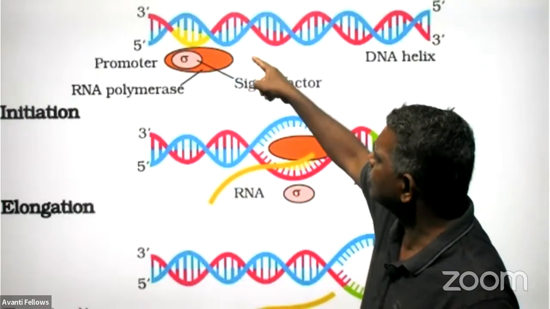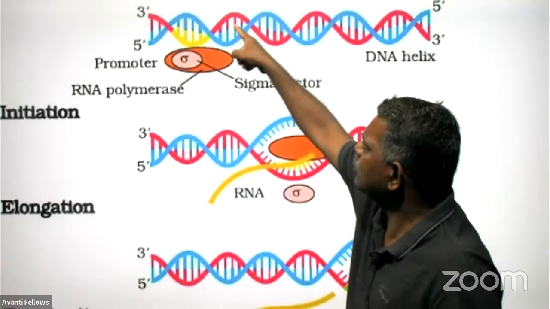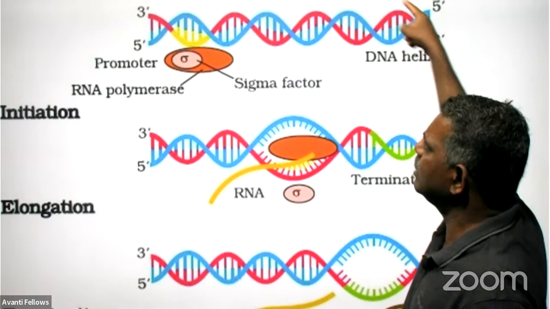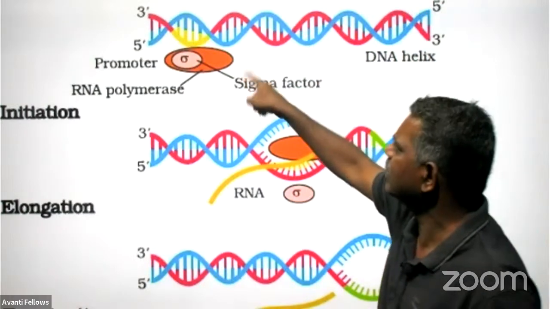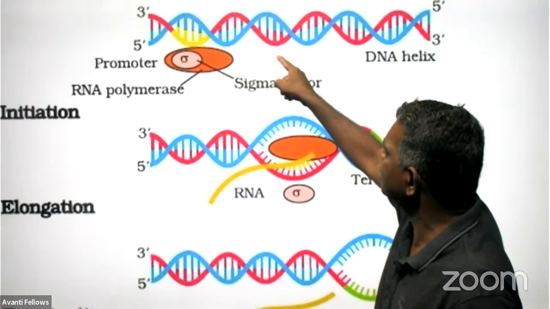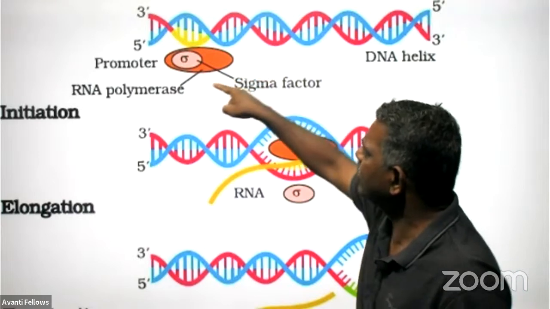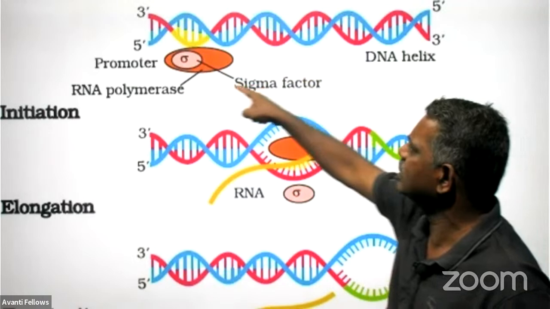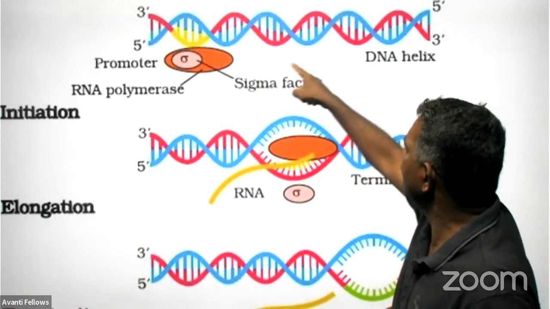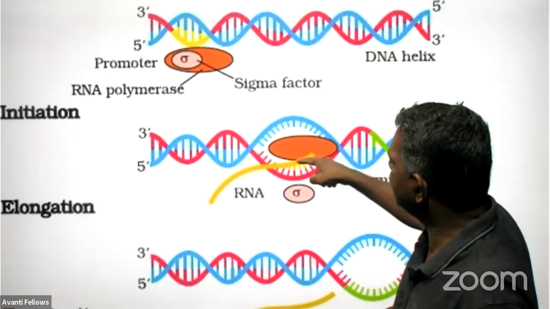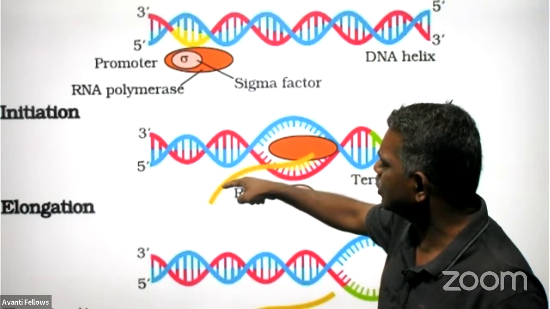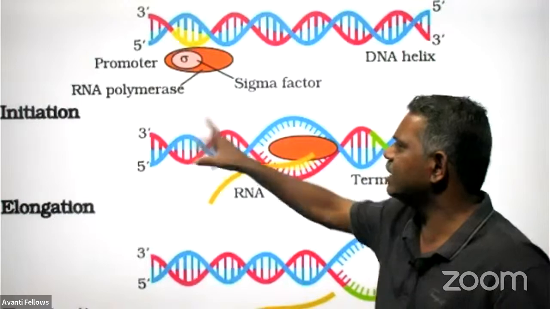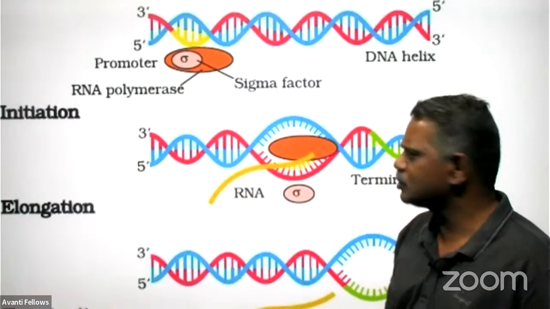So ribonucleotides will be placed according to the sequence of nitrogenous bases present in the template. They will be placed anti-parallel, one after another, and it will elongate from the 5' direction to the 3' direction. This is the RNA polymerase. And whenever it elongates, naturally this new RNA strand is produced, and it will come out, and this will coil again and regain its real structure.